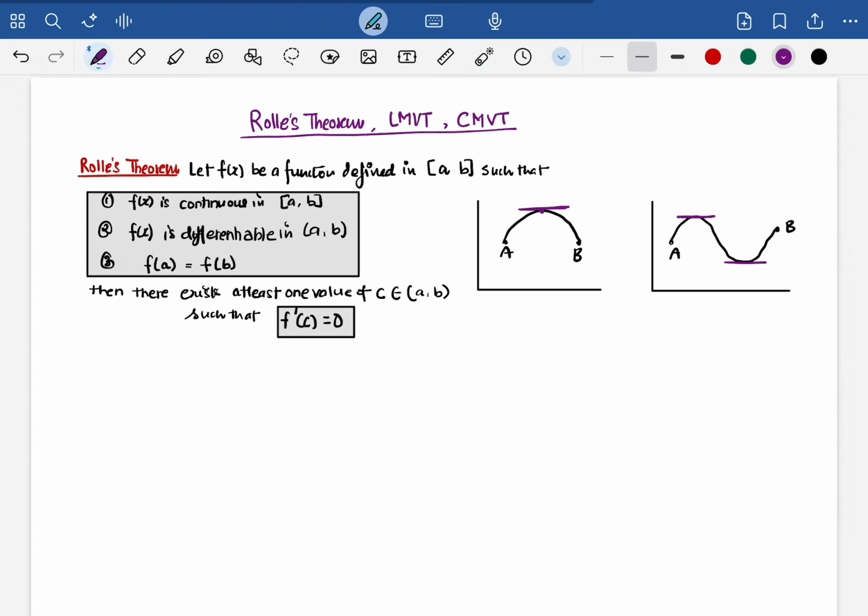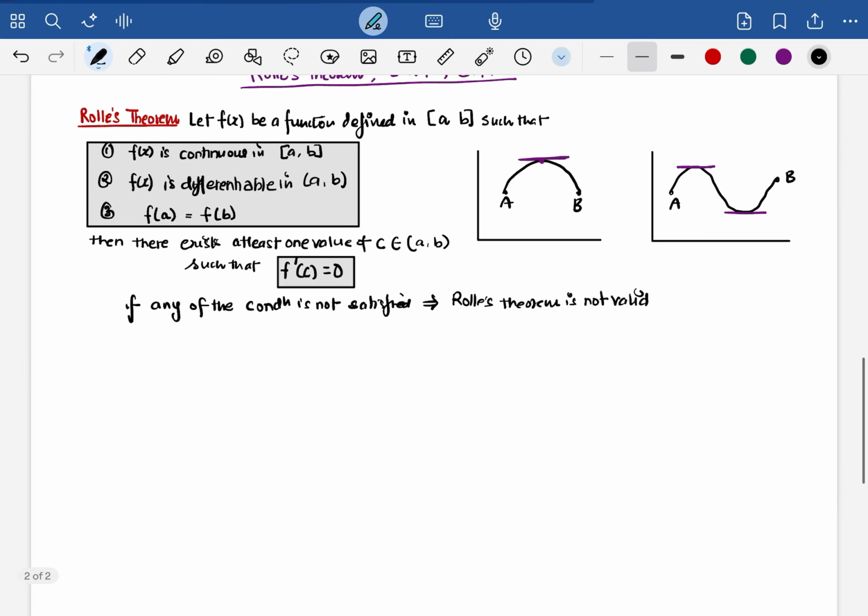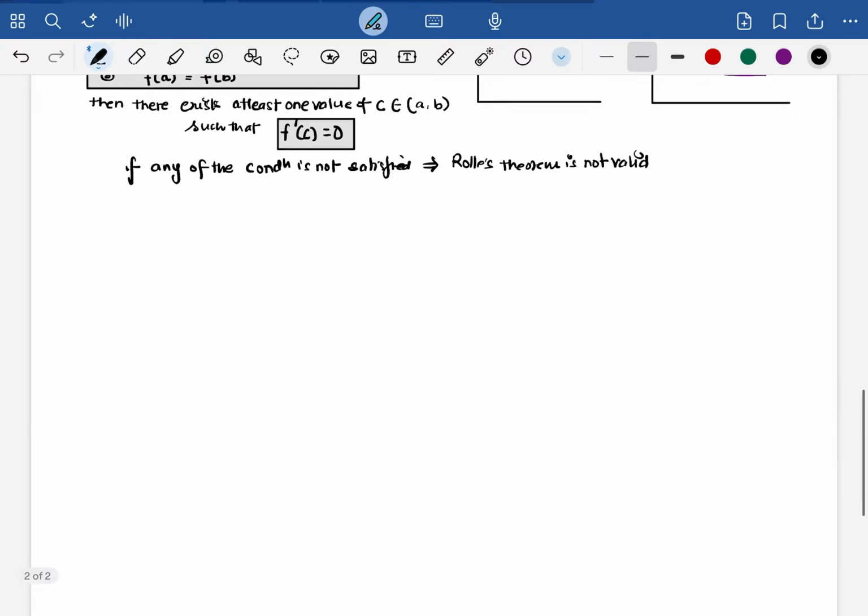Remember one thing, if any of the conditions is not satisfied, then Rolle's theorem is not valid. Okay, let's move on to some questions just to get more clarity.